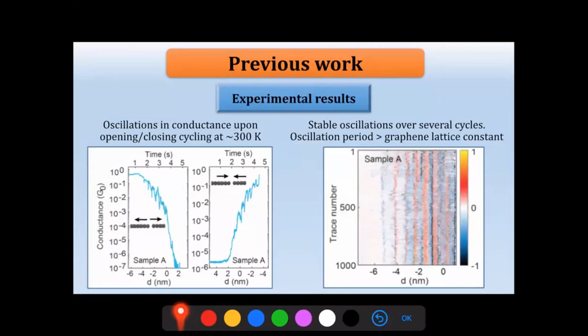So then they measure the conductance of the device upon the opening and the closing cycle, and they do this at room temperature and in open air, and they find these oscillations in the conductance. And this oscillatory behavior is stable upon cycling, and here I show a map where they do 1000 cycles, and we see that the peaks always appear at the same position and with the same period. And this period, this distance here, is a little bit lower than 1 nanometer, but it is clearly larger than the lattice constant of graphene.